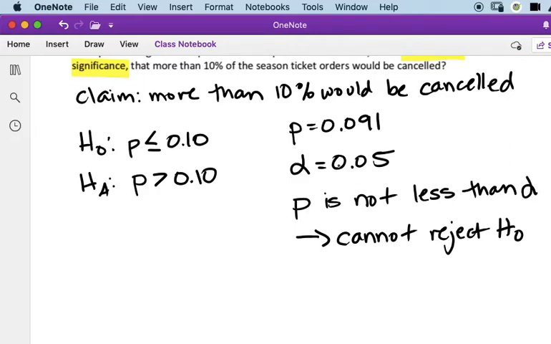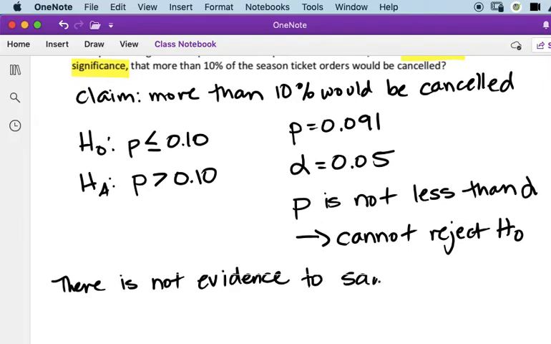Now, if I had an alpha of 0.10, I would be able to reject the null hypothesis in this case because 0.09 is less than 0.1. But since I'm using a significance level of 0.05, it's not enough evidence to say that more than 10% of season ticket holders would be canceled.